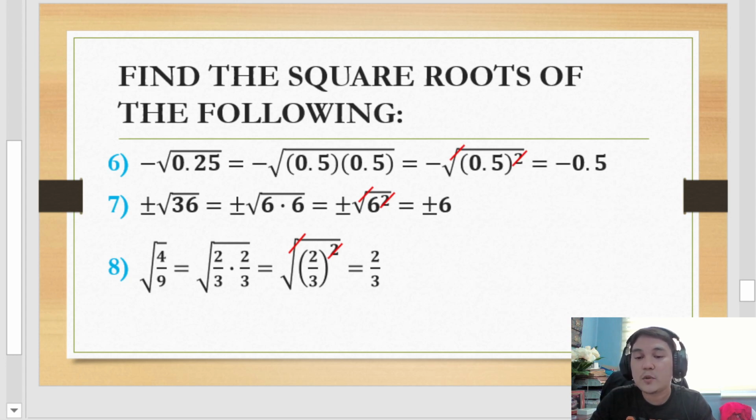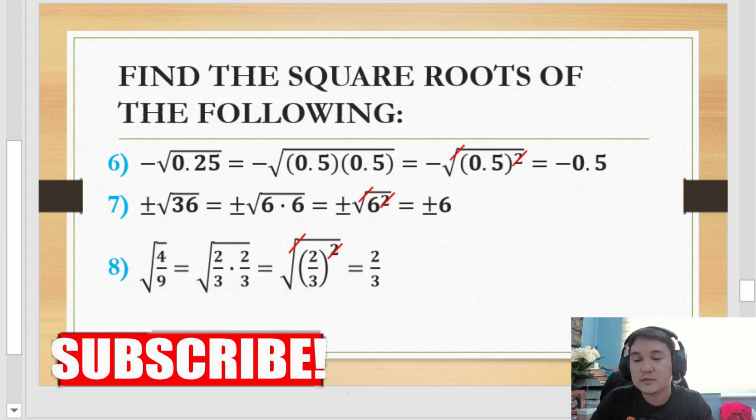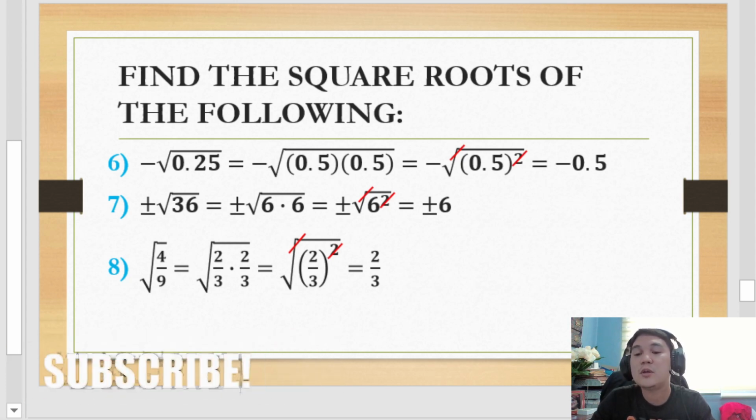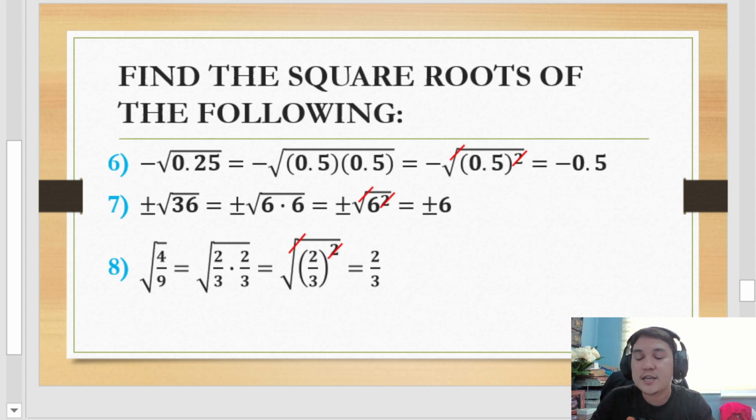So next, we will change 2/3 times 2/3 into its exponential form, and that gives us quantity of 2/3 squared. And then we cancel out the radical sign and the exponent 2, and the final answer here is 2/3.